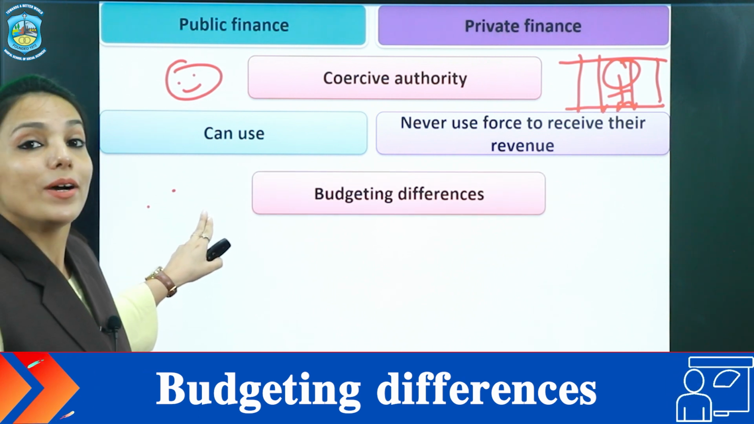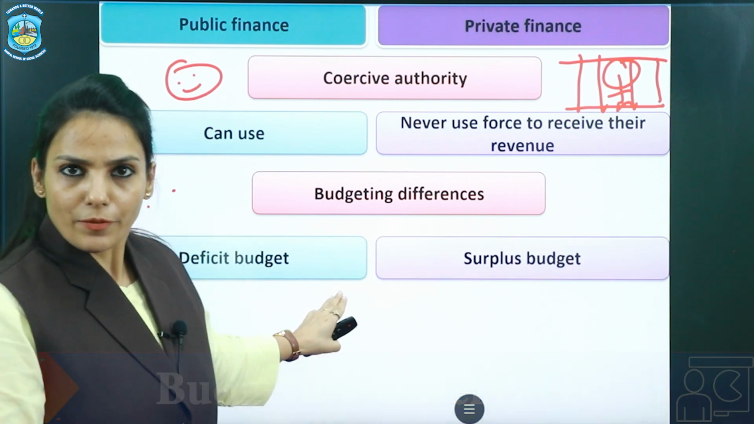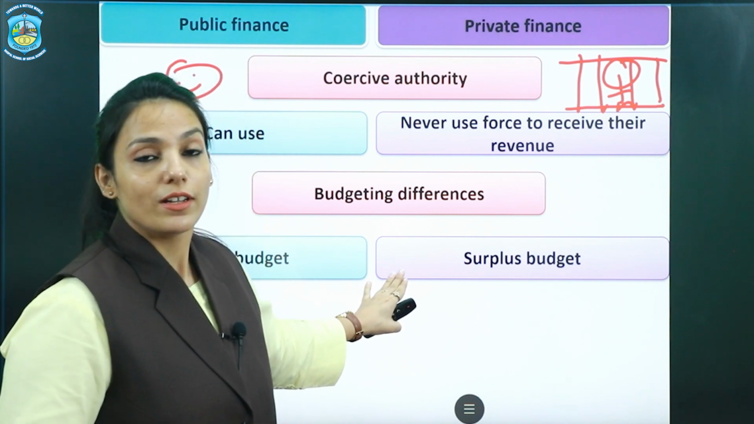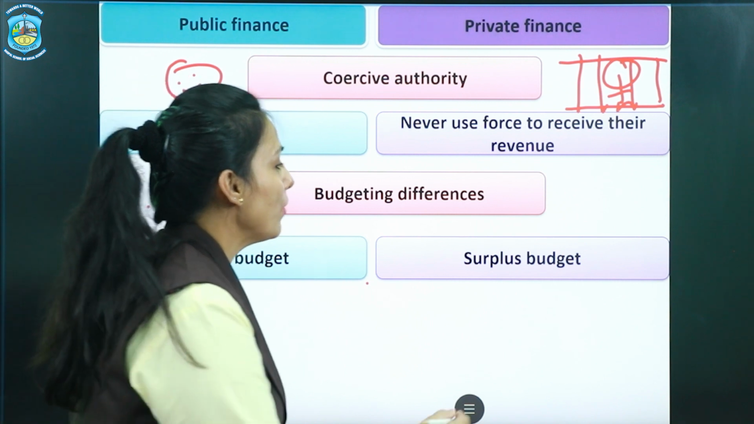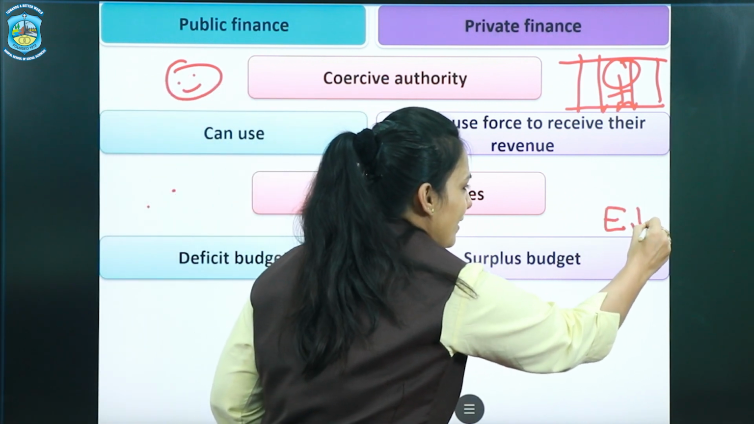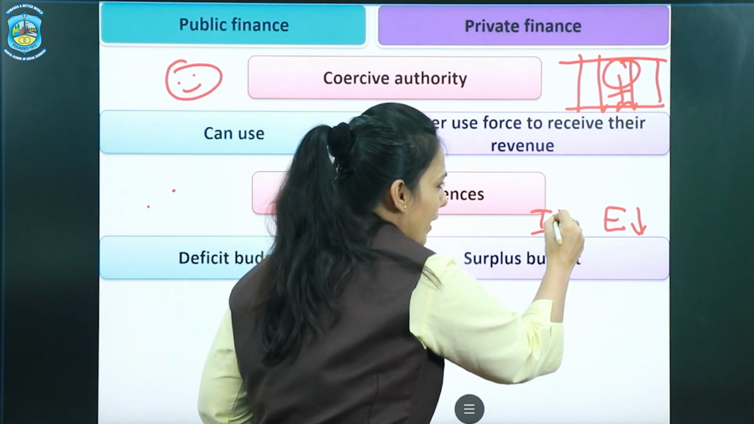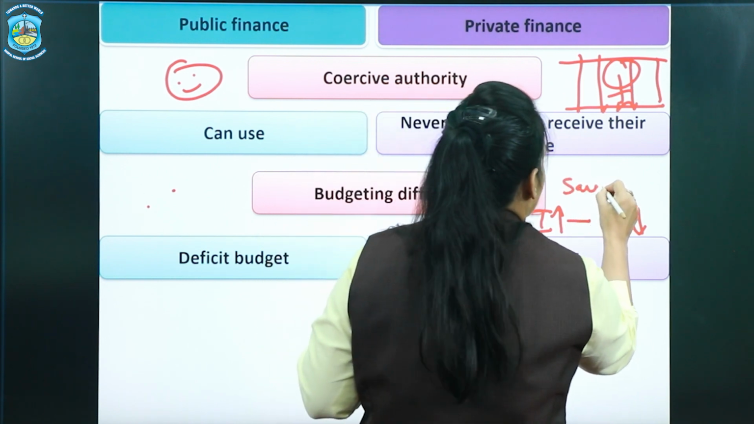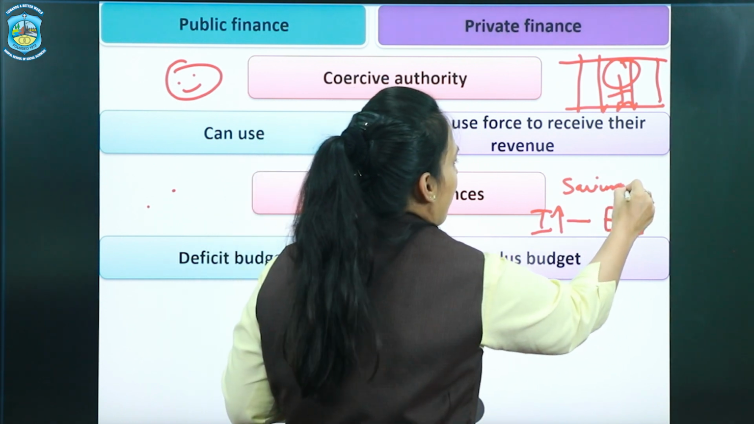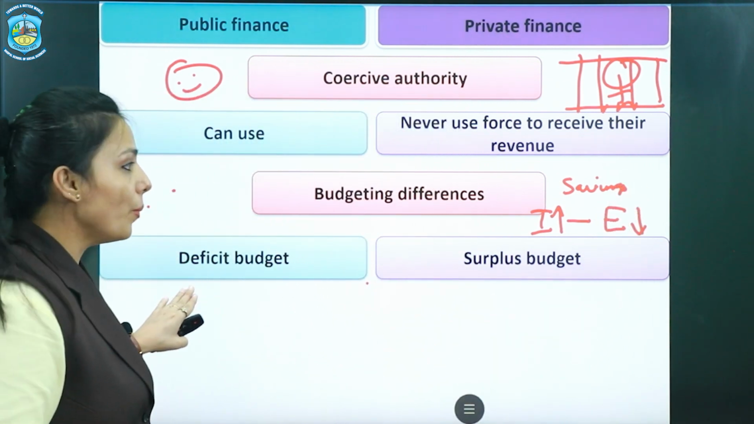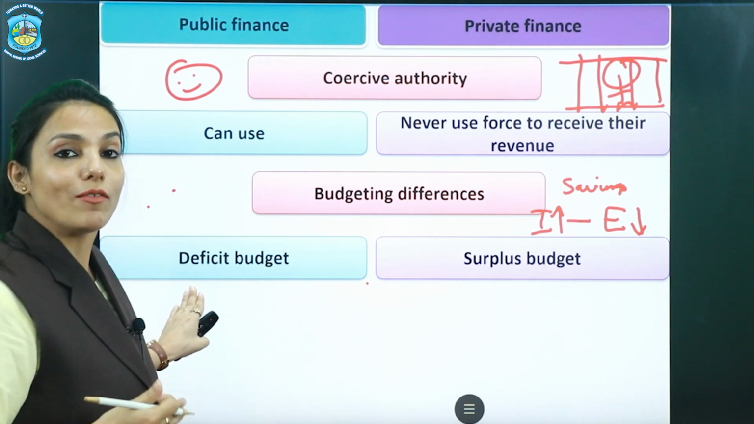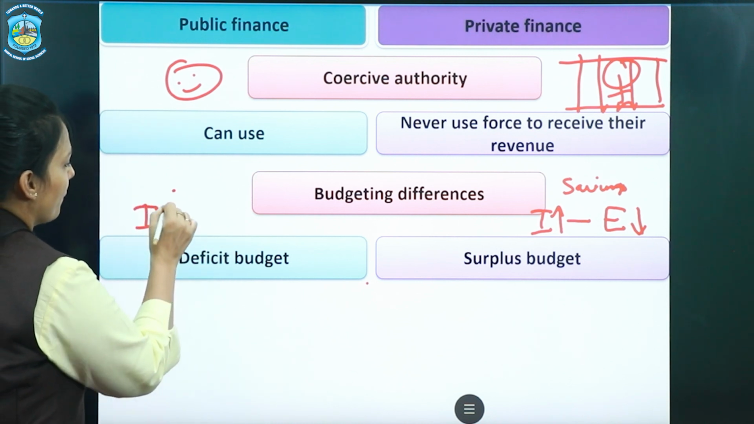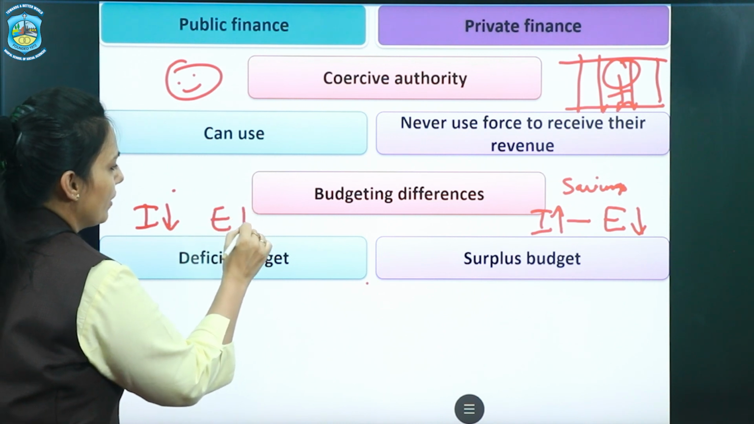The next point of difference is the budgeting difference. Individuals usually want to have a surplus budget. Surplus budget means where they are able to save. That is, they want to keep their expenditure less in comparison to their income, so that they are having some savings. But governments do not prefer to have a surplus budget. They like to have a deficit budget. Deficit budget means where income is less and expenditure is more.